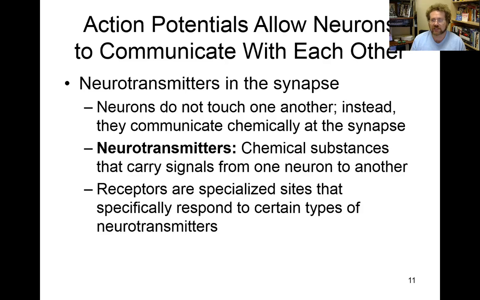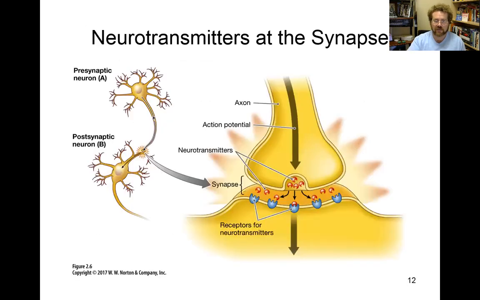And the more excitatory input that is received on those receptor sites, the higher the likelihood that that neuron is going to fire an action potential. The more inhibitory input that is received, the lower the likelihood that that particular neuron is going to fire. So neurotransmitters tend to have either an excitatory or an inhibitory effect on the neurons that are receiving them.